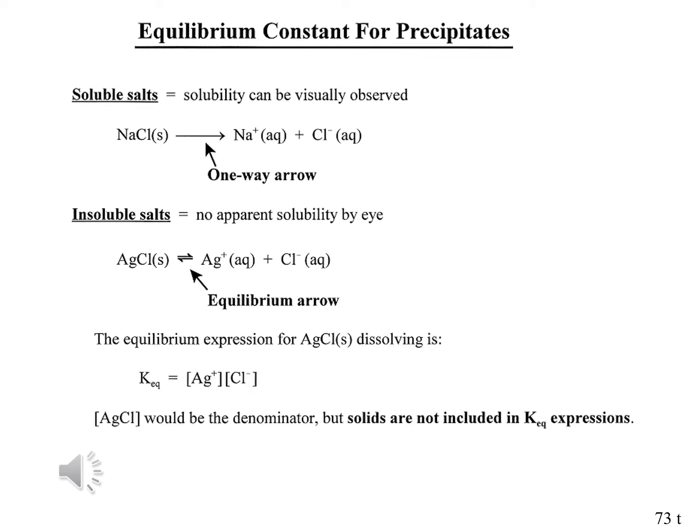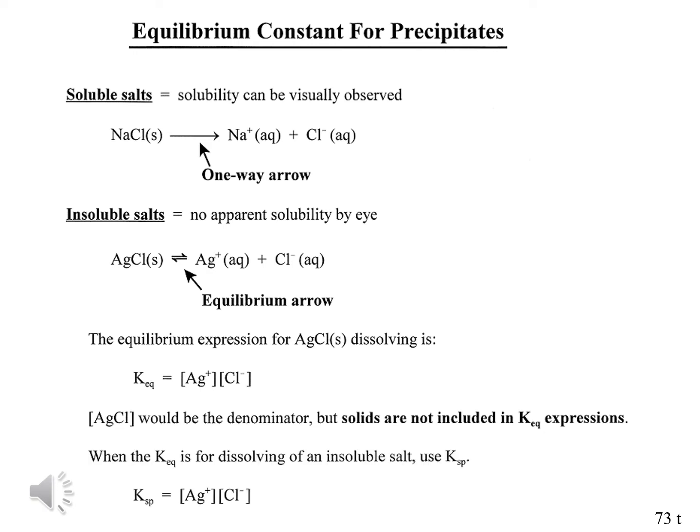Now, because that is an equilibrium, we can write a KEQ. And KEQ follows the same rules we had in the previous lecture. It's products over reactants. Because the products are aqueous, we put them in square brackets for molarity. But the reactant is a solid, and solids don't go into the equilibrium expressions. So the K is just the product of the molarities of those two ions.